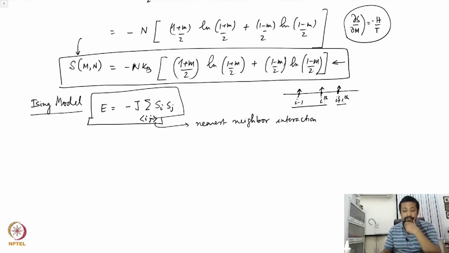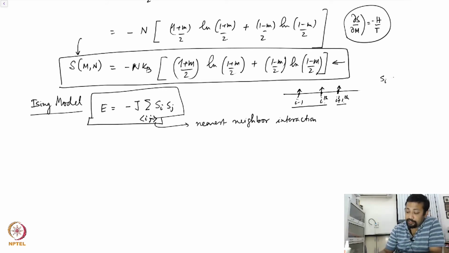Good. So this entropy is purely due to your configurations of the spins. Now I bring in the internal energy, right? So when I bring in the internal energy, I said, look, there is an interaction between the nearest neighbors, and if one is up, then the other one also tries to bring it to the same state.